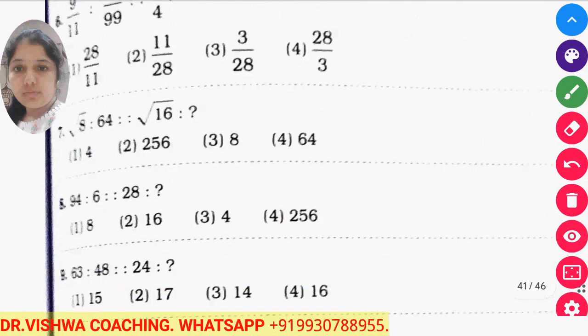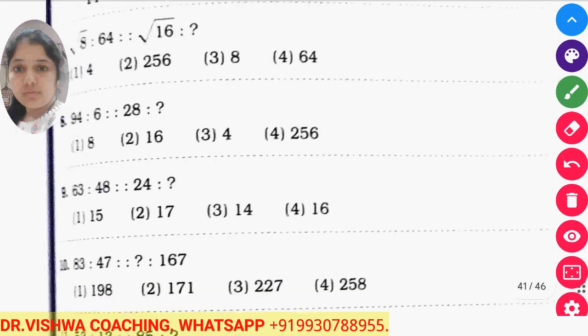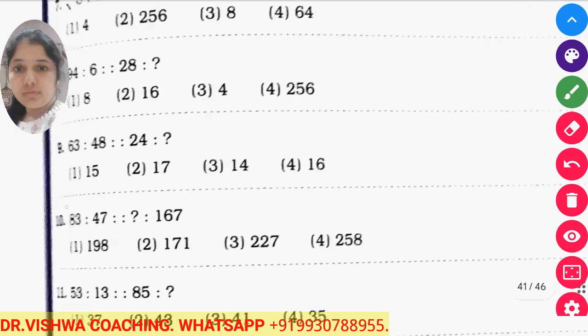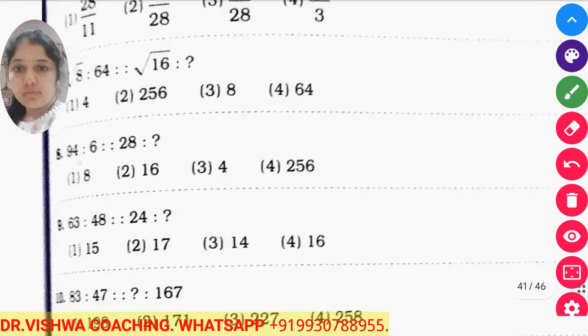Now again, if you look at the seventh question, you will get the idea. 8 and 64, they are related to each other. The square of 8 is 64 only. So the square of 16 is your answer, 256. So these are very simple things. You can try to solve it. Again here you add and subtract and then multiply or divide the numbers. The same pattern is followed in successive examples. You can see it. Now see 94 and 6.